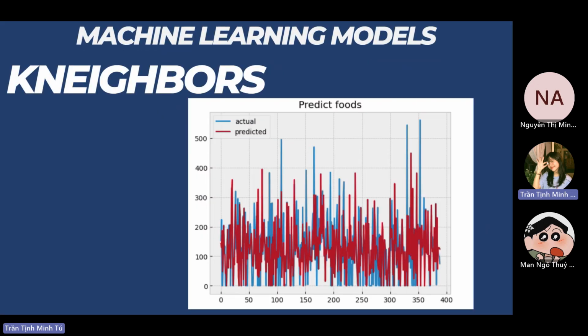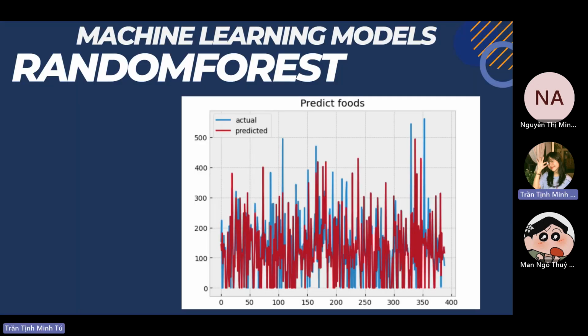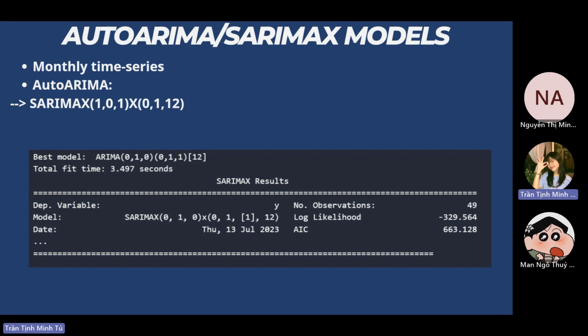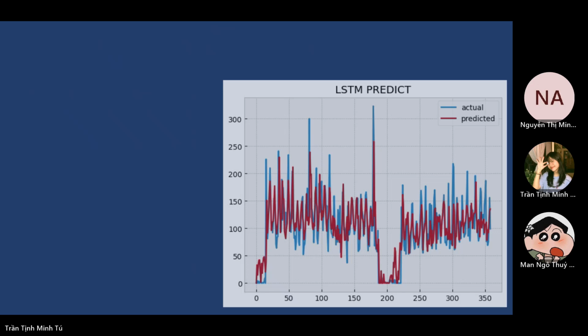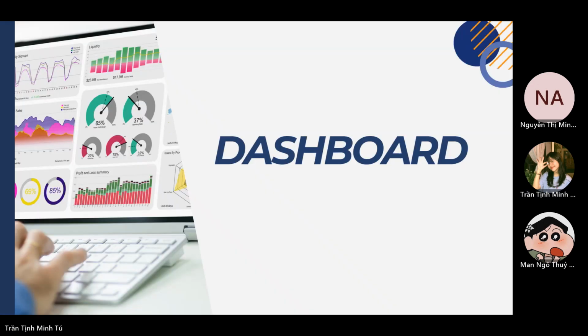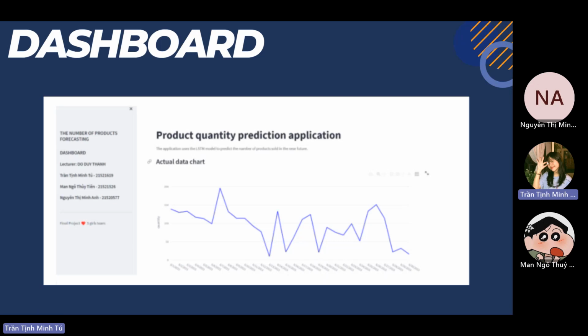And this is the result of the models we trained: K-neighbors, random forest, and ARIMA, SARIMAX. And finally, LSTM, which has the best accuracy, so it is the best model for this data. And about the dashboard, we have a dashboard for the business to use, and I will demo it.